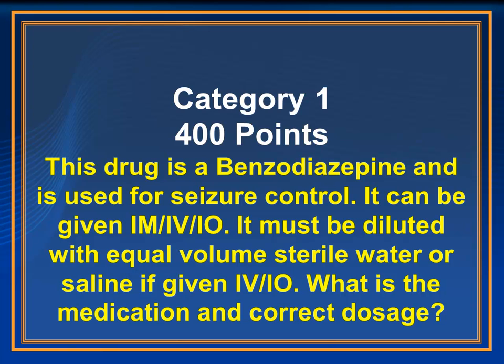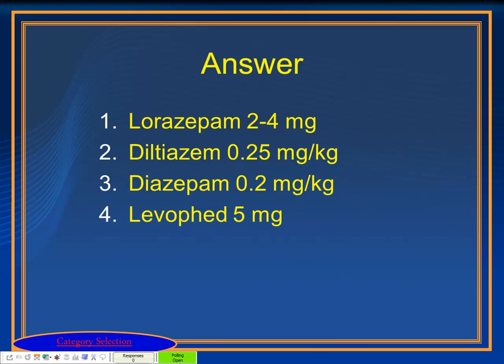You mix equal parts. What is the medication and correct dosage? So it's a benzodiazepine used for seizure control. What is it? If you've noticed, all of these names are generic names, because you should know the trade names. Those are pretty easy to remember. The generic ones are pretty hard.